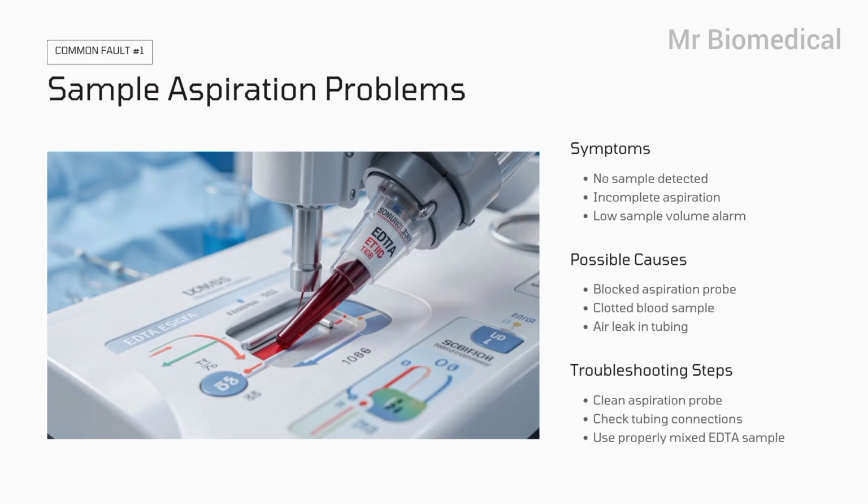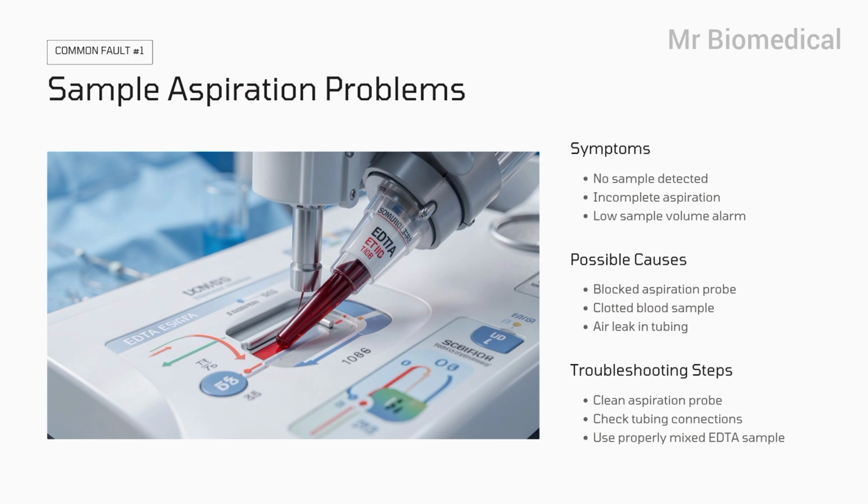Now in this video, we are going to see troubleshooting of the blood analyzer. Let's start with one of the most frequent issues, that is sample aspiration problems. When the analyzer cannot properly draw the blood into the system, you will notice such signs: no sample detected, incomplete aspiration, or low sample volume alarms.